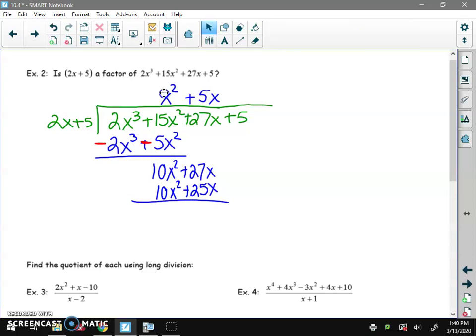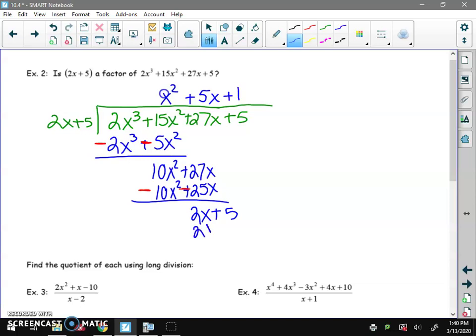Again, don't forget to change your signs. Subtract, subtract, leaving me with 2x plus 5. So that's just going to be a plus 1. 2x plus 5. Change your signs, and everything goes in evenly. So the answer to this question is going to be yes, because the remainder is 0.